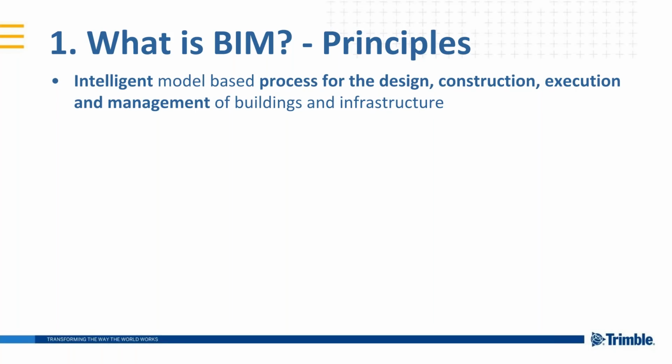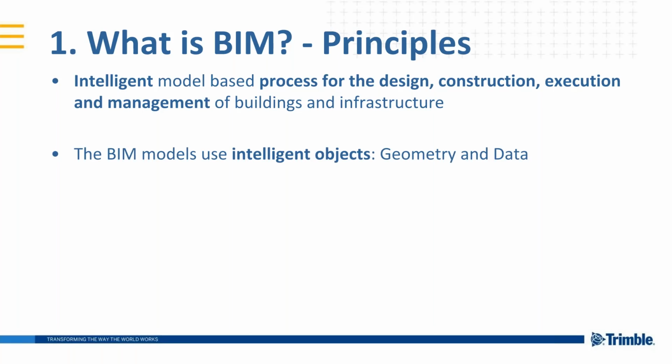It is a whole process which contains the design, the construction, execution, and management of buildings, but also infrastructure. BIM is building information modeling. It was developed for buildings many years ago, but you have probably also seen in your countries some BIM projects for infrastructure, for civil engineering. The BIM model uses intelligent objects, geometry and data. It is what you know, for example, from GIS: geometry that you can pick, polylines and areas, etc. But all this geometry has linked data, metadata, attributes, properties, etc.